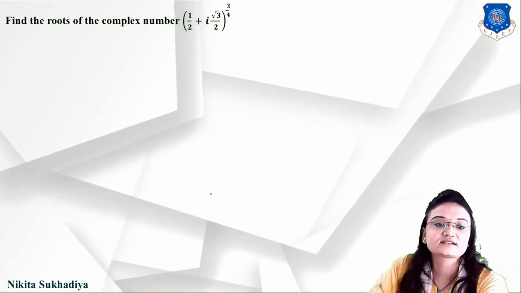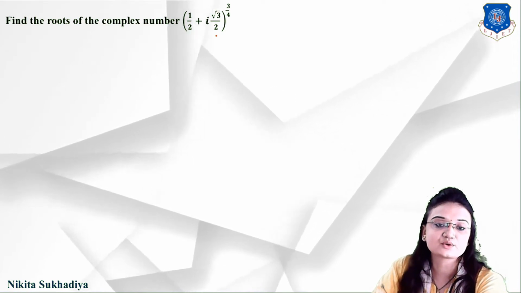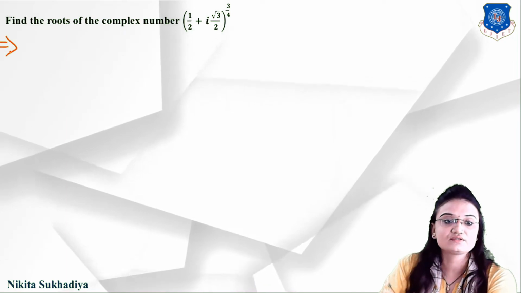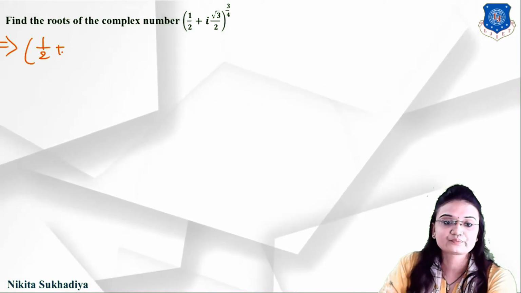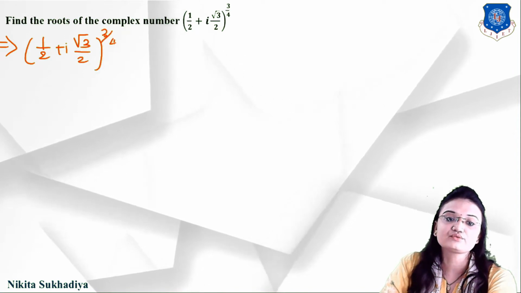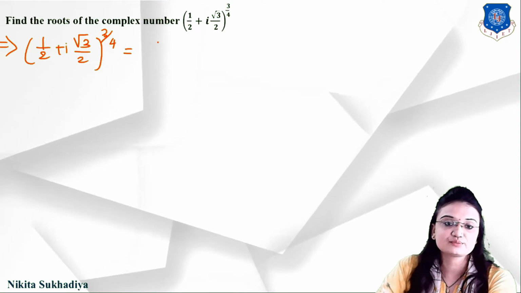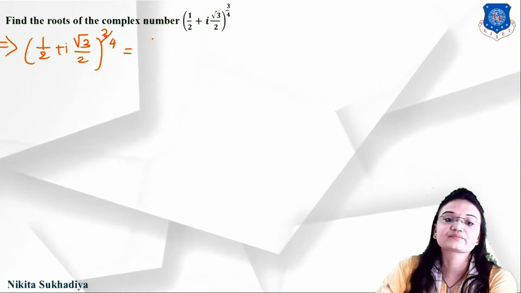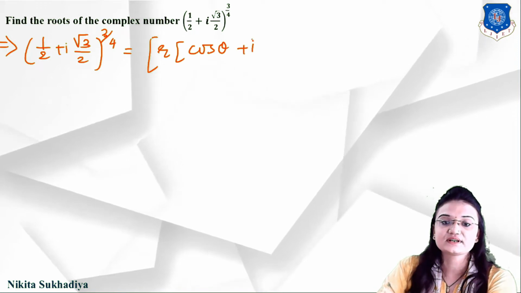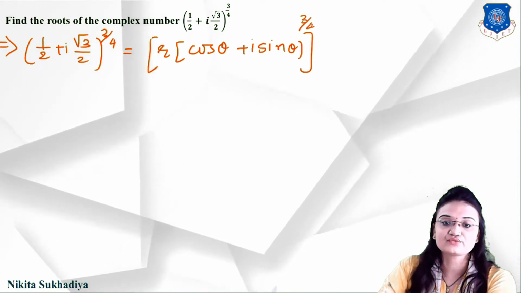Okay, next example, that is find the root of the complex number 1 by 2 plus I root 3 by 2 raised to 3 by 4. Okay, so here again we have 1 by 2 plus I root 3 by 2 raised to 3 by 4. Okay, so we can represent it in polar form, that is r cos theta plus I sin theta raised to 3 by 4.